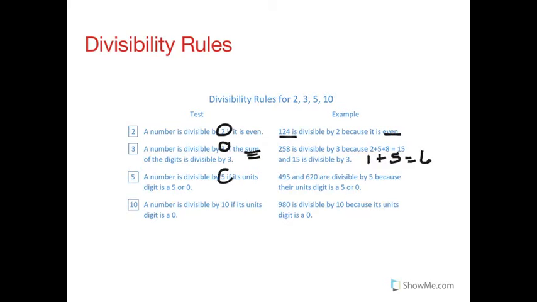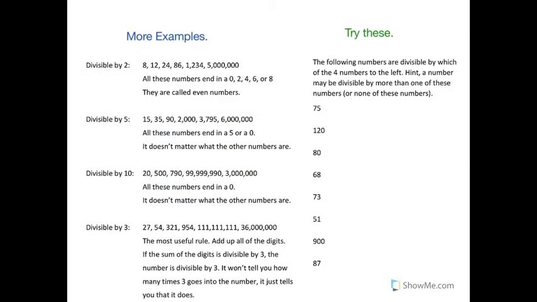A number is divisible by 5 if it ends in a 5 or a 0. So the number 495 ends in a 5 and 620 ends in a 0. So both those numbers are divisible by 5. And a number is divisible by 10 if it ends, simply, in a 0. So 980 is divisible by 10 because it ends in a 0.